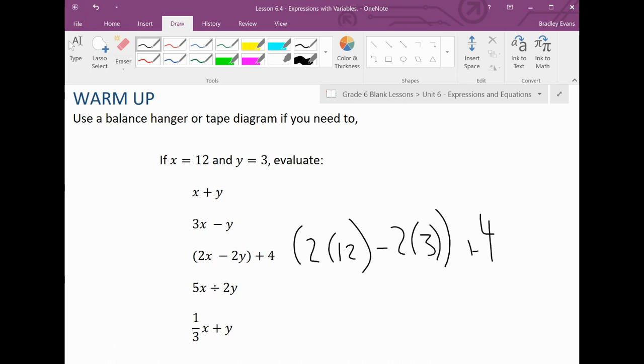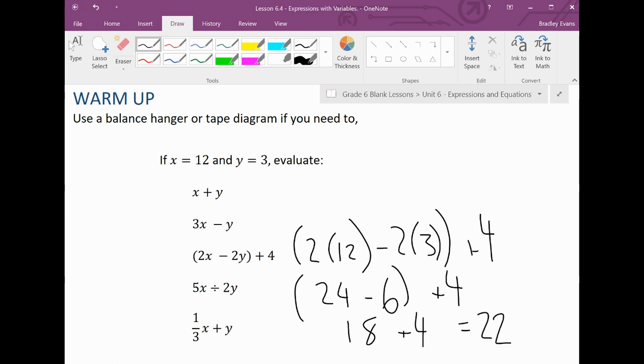Okay, so 2 12s are 24, keeping my parentheses here. 2 3s are 6, at the end plus 4. Notice I'm just doing one step at a time. 24 take away 6 is 18, plus 4 at the end, 22. Did you get that one?